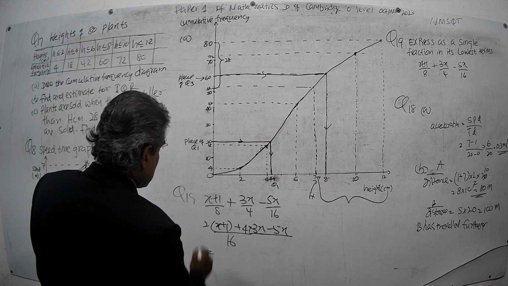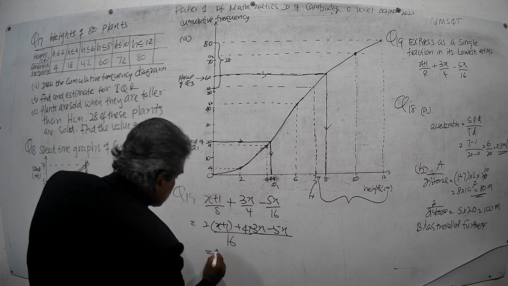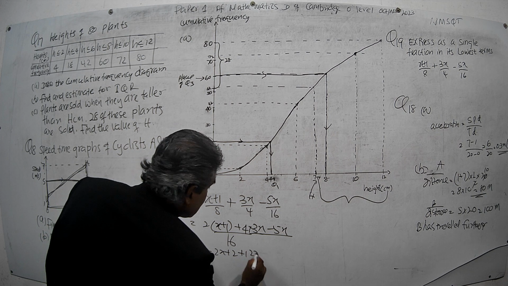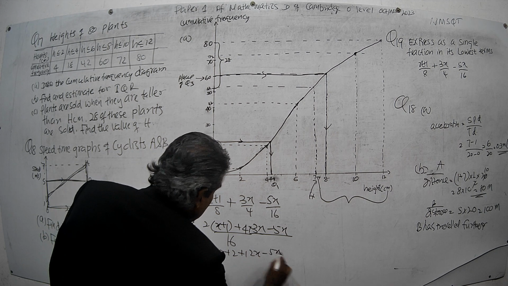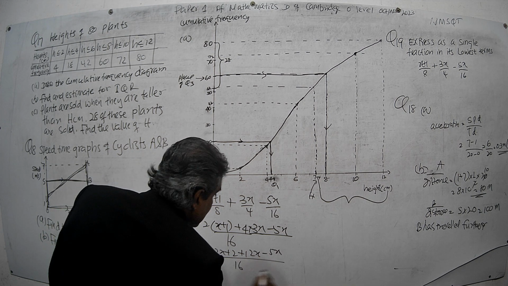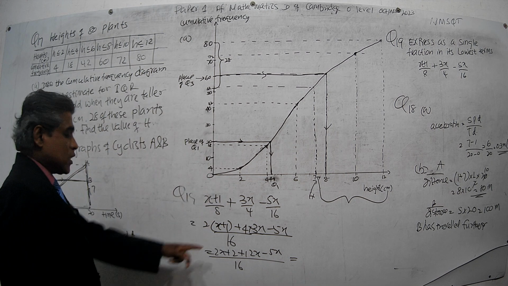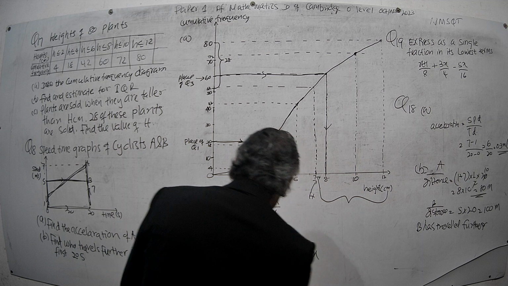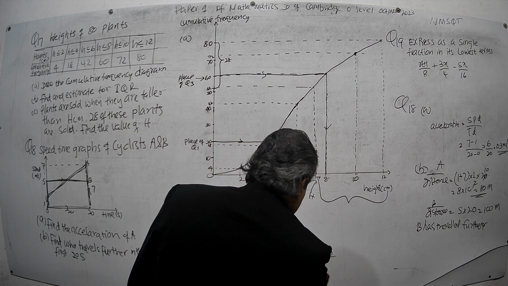Now, remove brackets. 2 times x, 2x. 2 times 1, 2. Then 4 times 3, 12x. Then minus 5x over 16. Then 2x plus 12x is 14x, minus 5x, 9x. That is 9x plus 2 over 16.